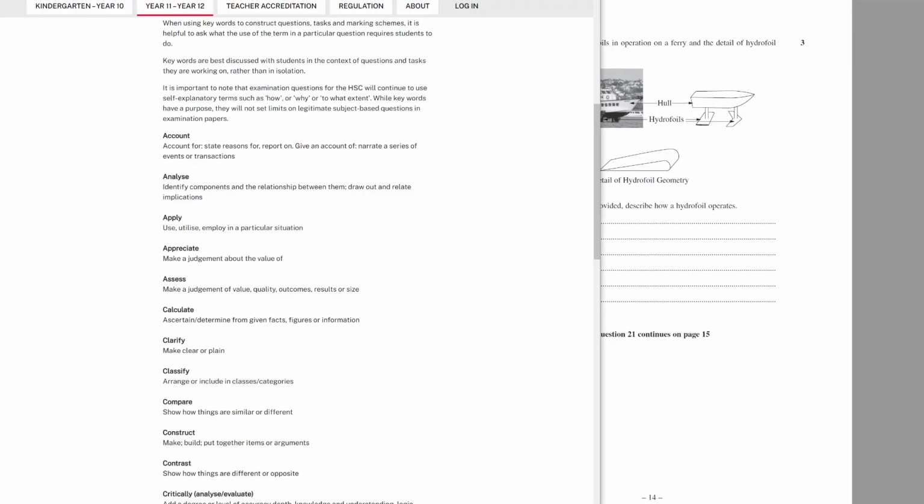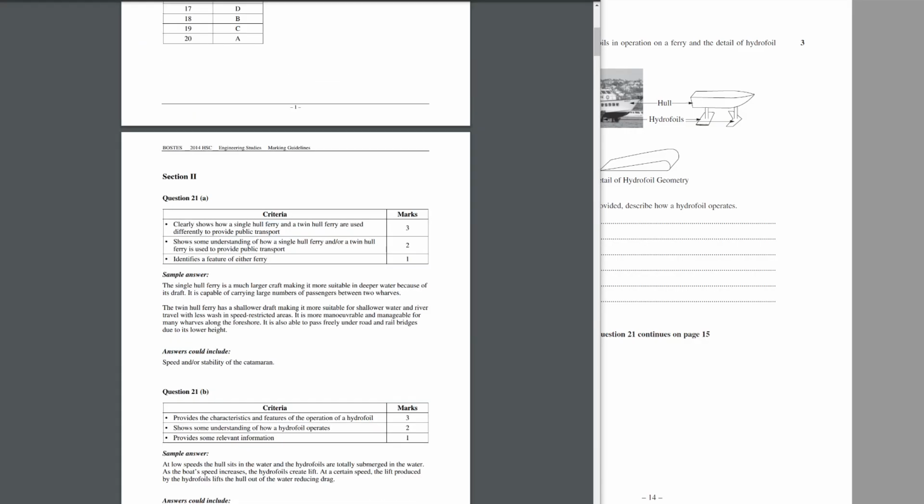So let's have a look at what the HSC said. They said single hull ferry is much larger. Yep, we said it's deeper in the water. It's carrying more people between 2 wharves. The twin ferry is shallower. Less wash. I like that. It's more maneuverable. It can pass under bridges. Now, don't read this second paragraph and think that you need to write all 3 of these things in order to get that 3rd mark, right?